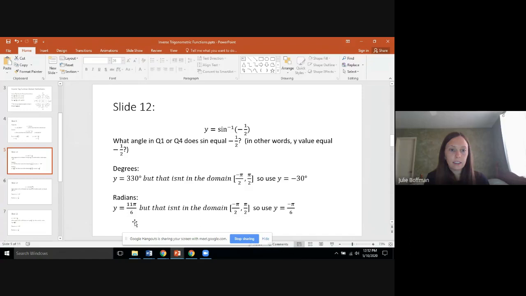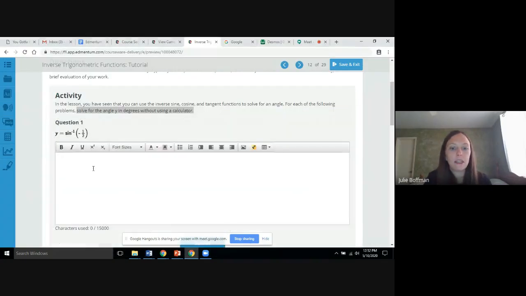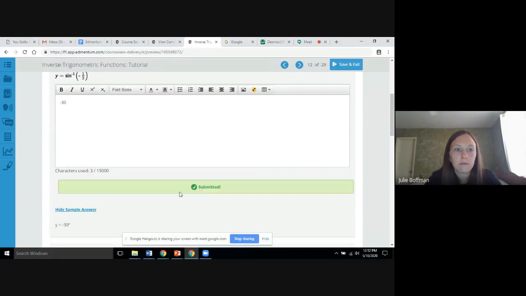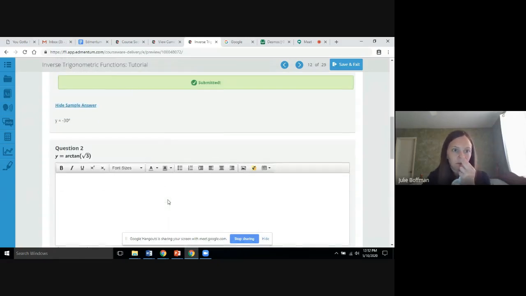So for radians, it would be -π/6 because it's at 11π/6. But since it asks for degrees, you could use your equation editor or just type in -30, and you don't have to type the degree sign. And that was their answer.